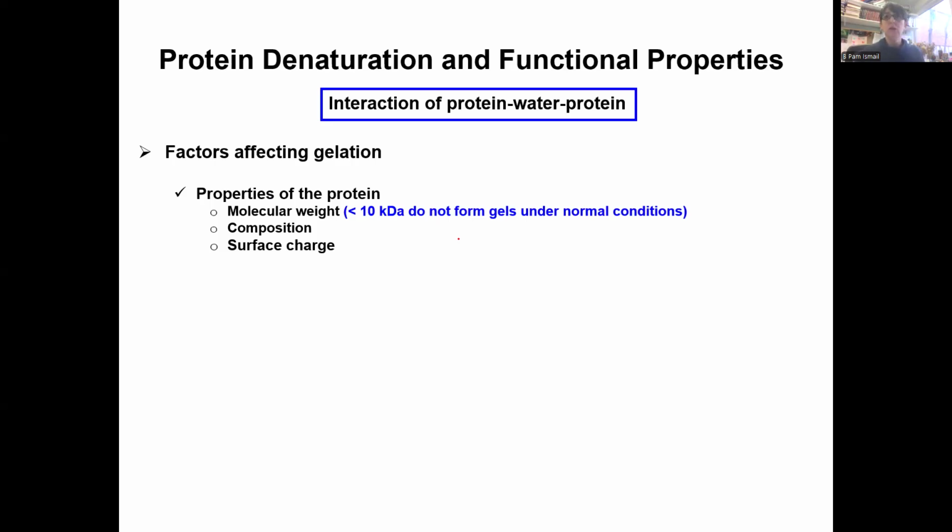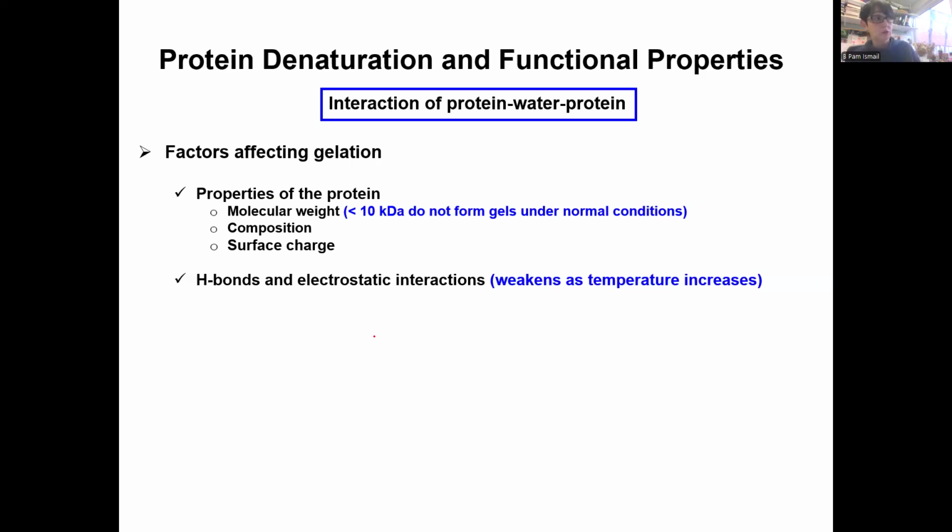Composition is important, so the percentage of hydrophobic amino acids, presence of disulfide interchange, potential sulfhydryl groups, and potential formation of disulfide, and also charge. Too much charge, a lot of negative charge or a lot of positive charge, will cause more repulsion than attraction. So you really want that balance. You want to have protein interacting with water, but you don't want them to repel each other too much, to an extent that we don't really form that network. So it's a very important factor as well.